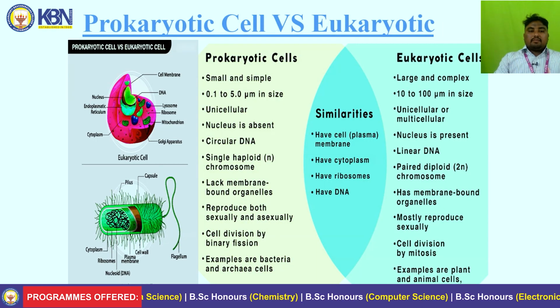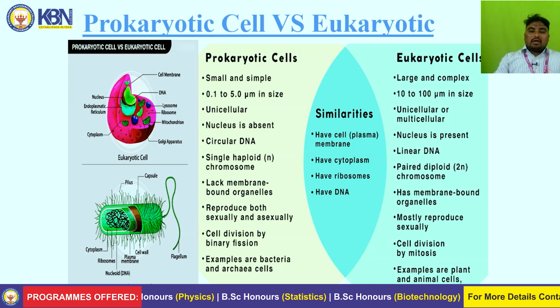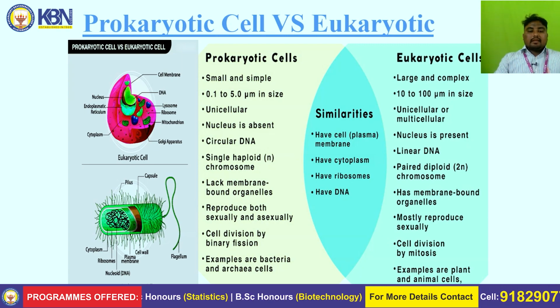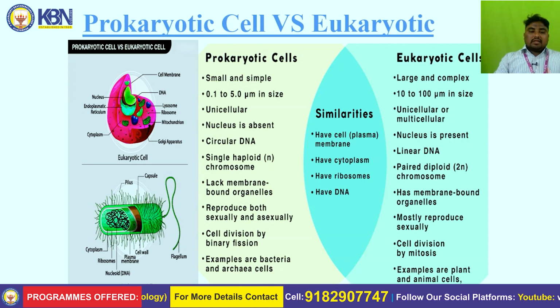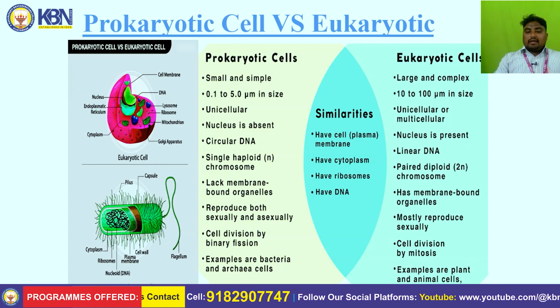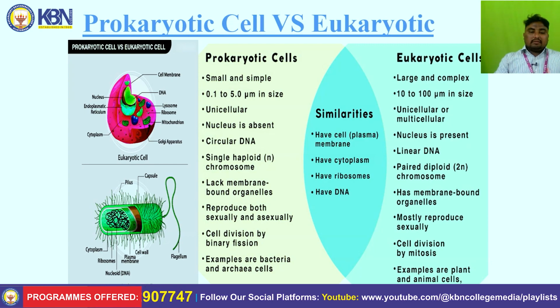The difference between the prokaryotic cell and the eukaryotic cell. The prokaryotic cell is small and simple, and the eukaryotic cell is large and complex. Prokaryotes are 0.1 to 5.0 micrometers in size, eukaryotes 10 to 100 micrometers in size. Unicellular or multicellular. Nucleus is absent in prokaryotes, but present in eukaryotes. Circular DNA is present in prokaryotes and linear DNA is present in the eukaryotic cell. A single haploid chromosome is present in prokaryotes and paired diploid chromosomes are present in eukaryotes. Prokaryotes lack membrane bound organelles.